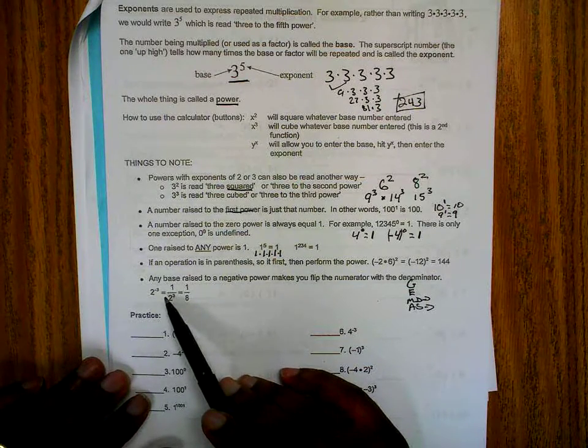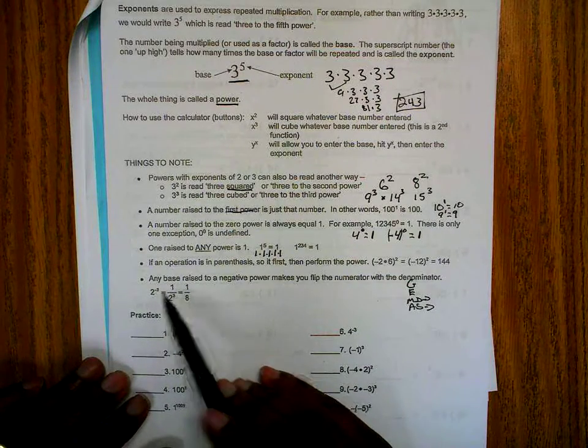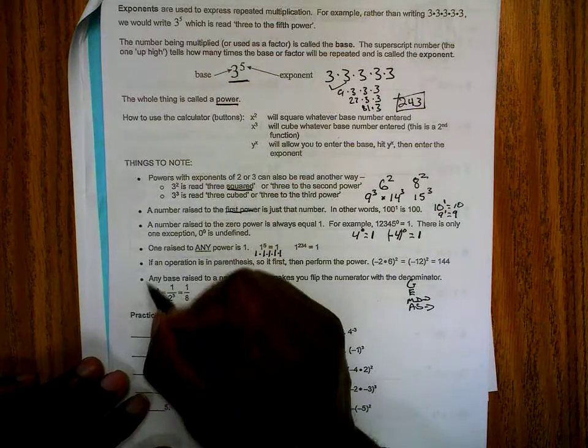Now the next concept is any number raised to a negative power makes you flip the numerator into the denominator. So 2 to the negative third power simply becomes 1 over 2 to the third power. Where's that 1 come from?